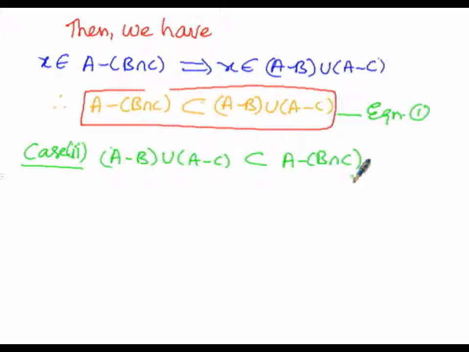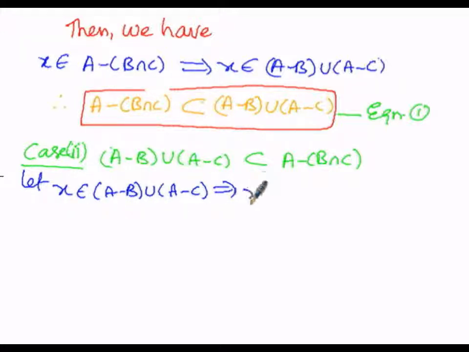Since we are going to prove it element-wise, we have to suppose one element, that is X. Let X be an element which belongs to A minus B union A minus C. Then that implies, since it is a union, X belongs to the first set, A minus B, or X belongs to the second set, A minus C. As per the definition of the union of two sets, we can write X belongs to the first set, A minus B, then union, the symbolic notation being V, X belongs to the second set, A minus C.